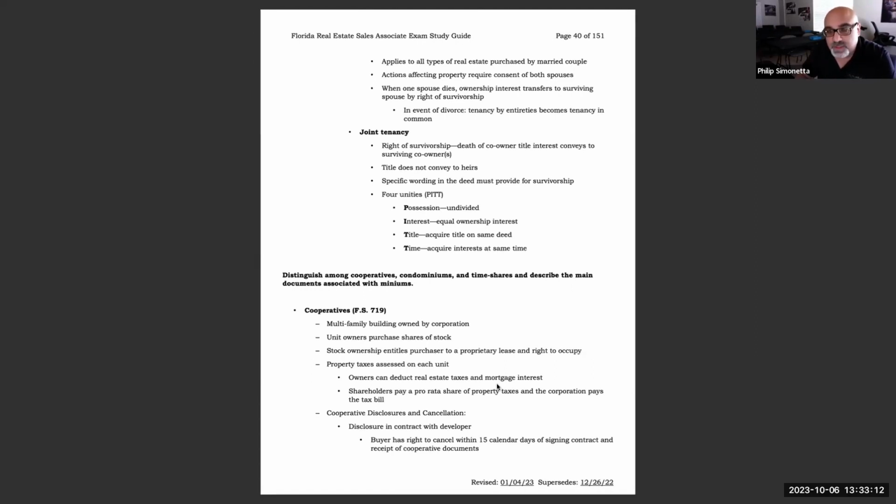Joint tenancy has the right of survivorship. Upon the death of a co-owner, the co-owner's title interest conveys to the surviving co-owners. 4 people, 1 passes, it goes to 3. 3 goes to 2. 2 goes to 1, right? When a spouse dies, the ownership transfers to the surviving spouse by right of survivorship.